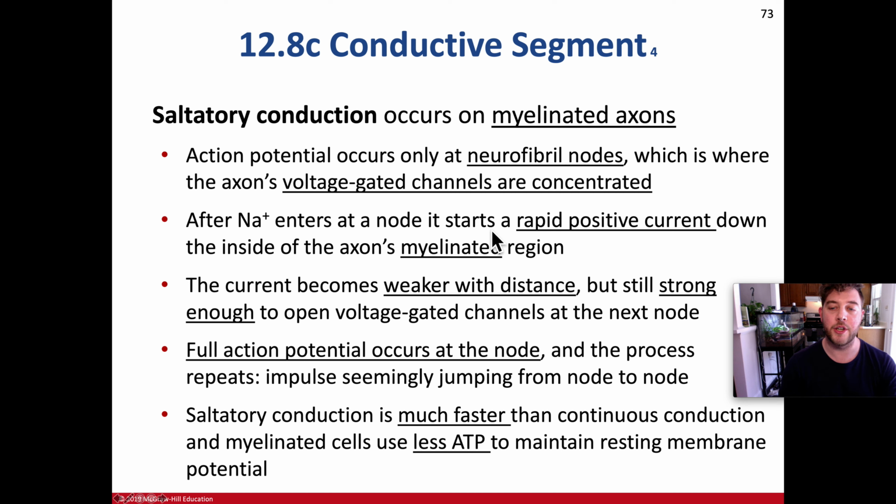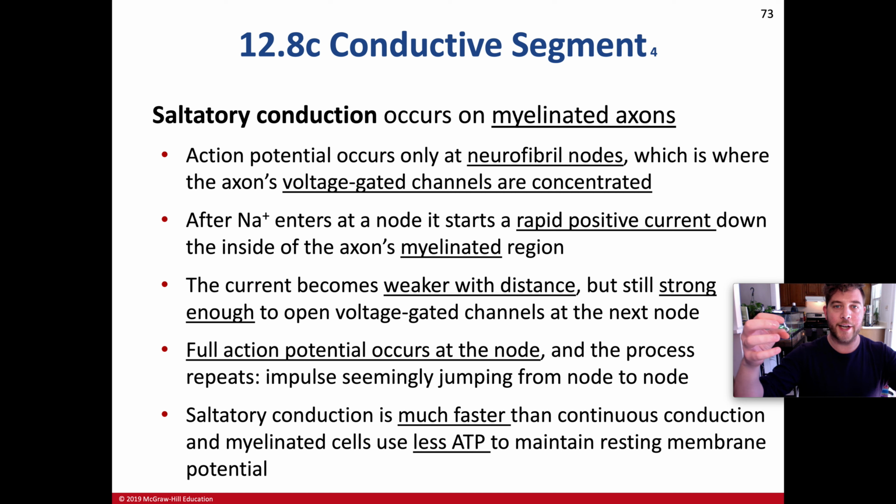After sodium enters at a node, it starts a rapid positive current down the inside of the axon's myelinated region. The current becomes weaker with distance, but still strong enough to open voltage-gated channels at the next node. The full action potential will occur at the next node, and the process repeats, the impulse seemingly jumping from node to node. So when it says that the current becomes weaker with distance, it's referring to the distance within that 1 millimeter segment of myelinated axon, not from the soma, the cell body, all the way to the terminal end.